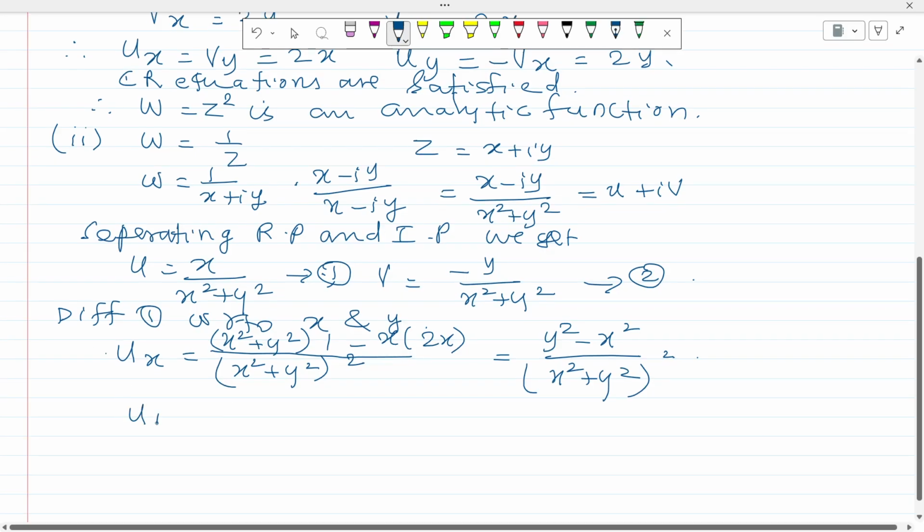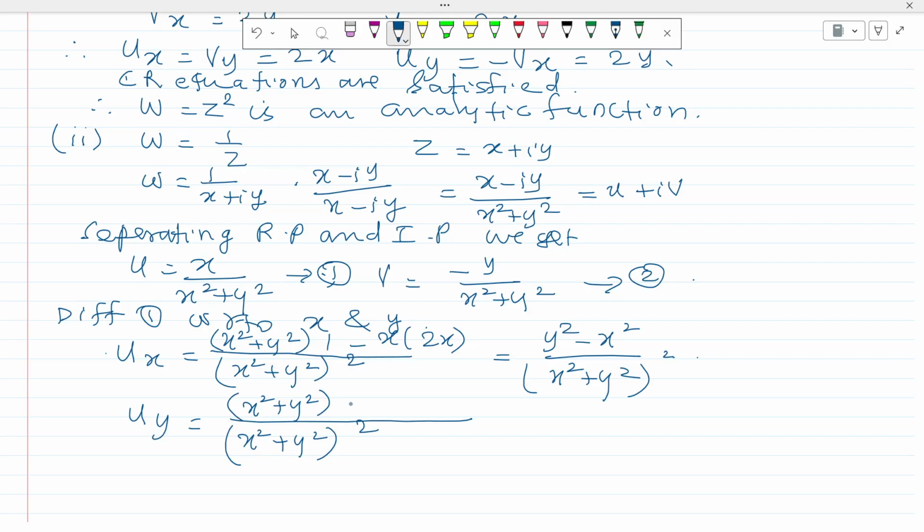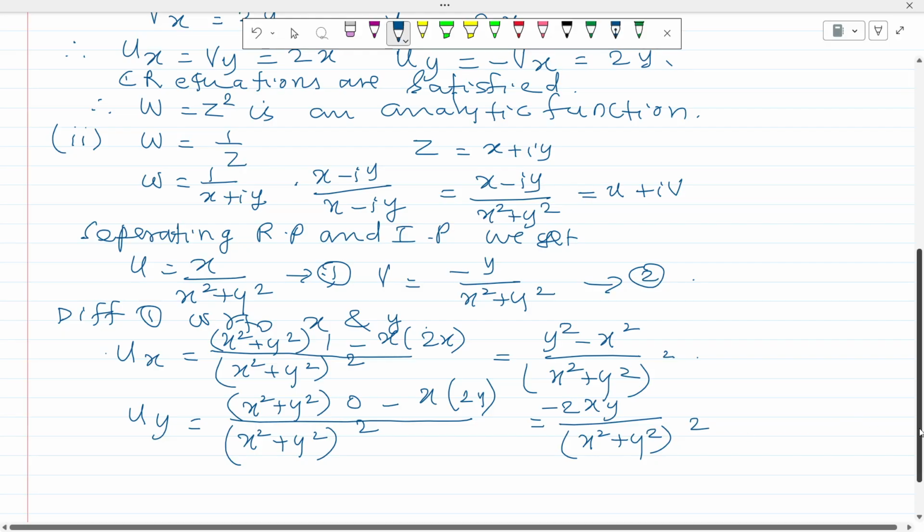What is uy? uy is equal to the same thing, x square plus y square whole square in the denominator. In the numerator, you are differentiating with respect to y. Keep it x square plus y square, but differentiation of x is 0, minus, keep it x here. Then differentiation of x square plus y square is 2y. So that is equal to minus 2xy divided by x square plus y square whole square.